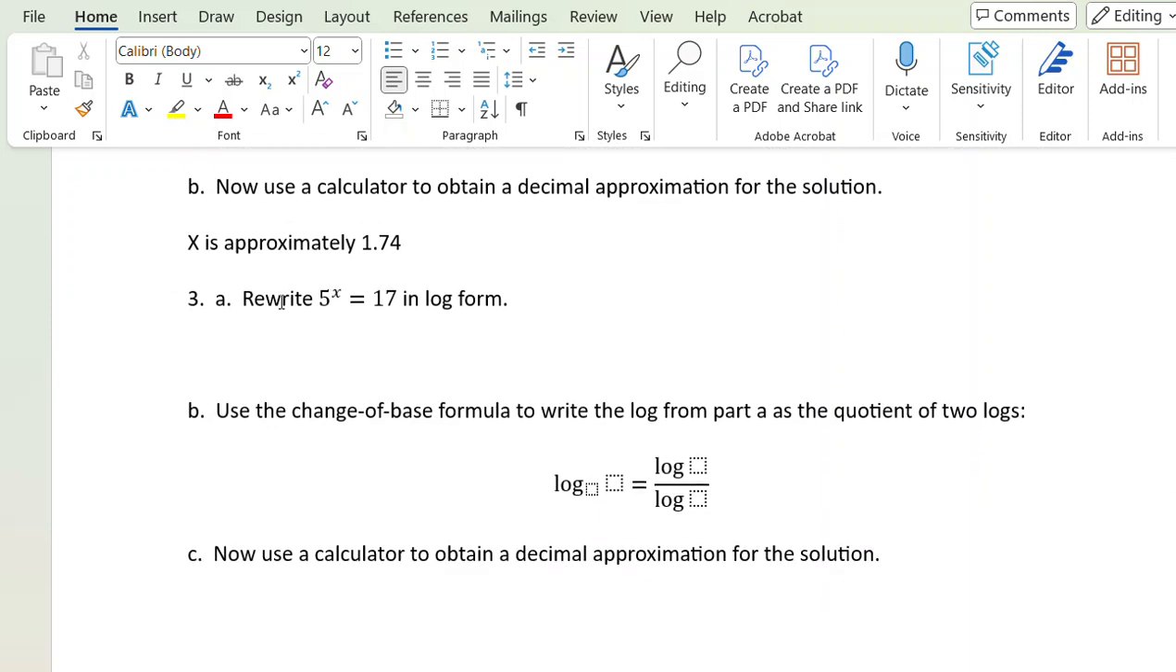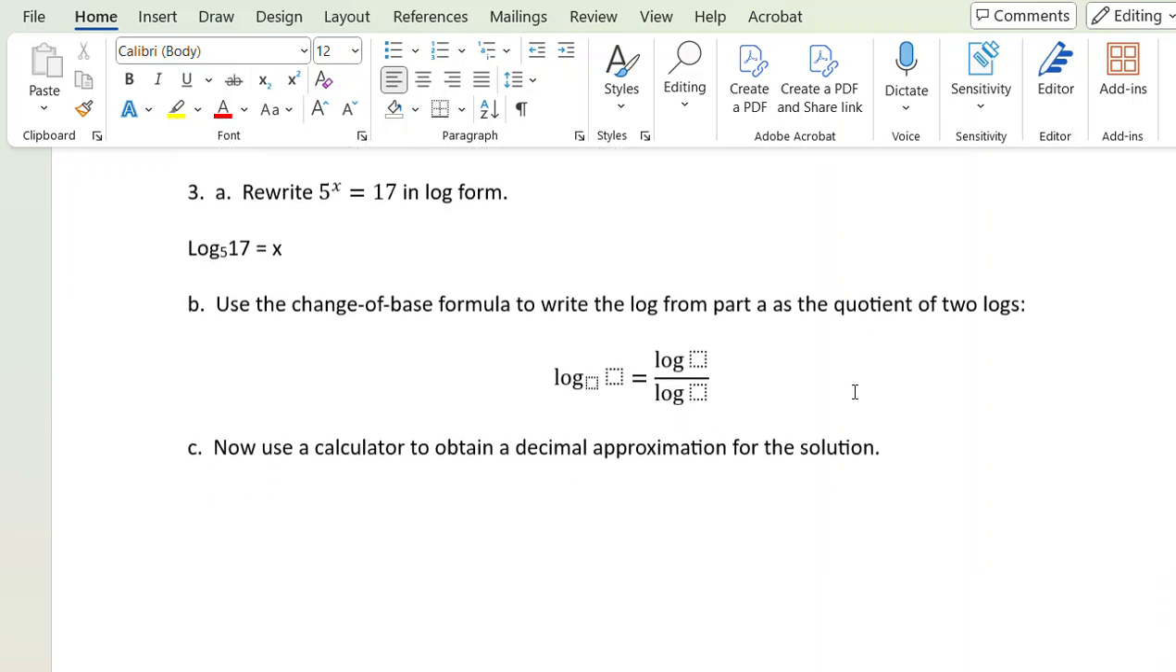For number 3, now we want to rewrite 5 to the x equals 17 in log form. So start by writing the word log. My base here is 5, so that's going to be the subscript. Log base 5 of 17 equals x.